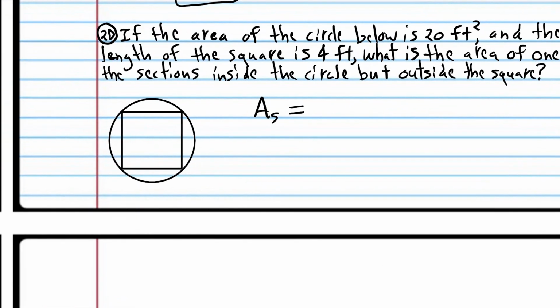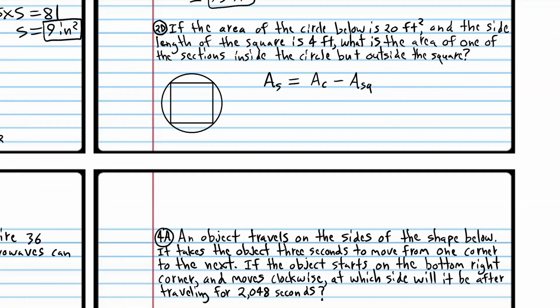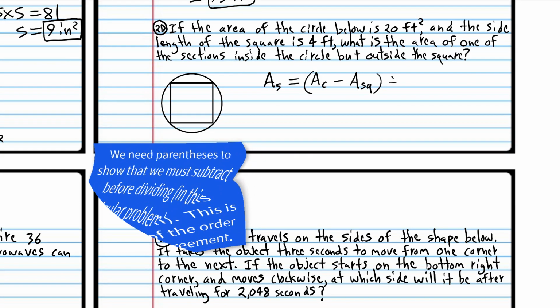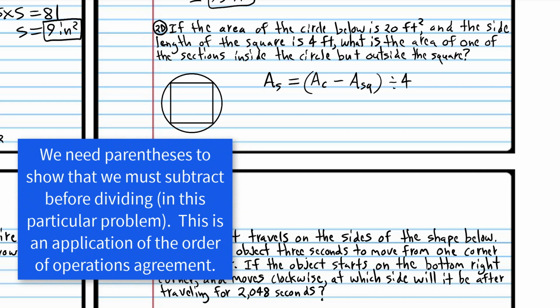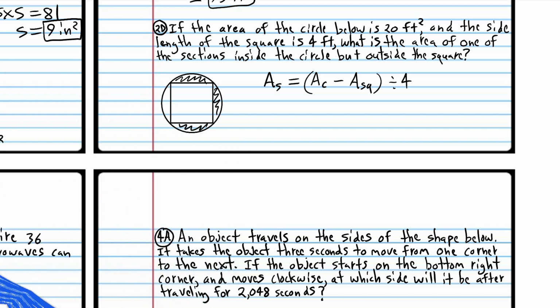Area of the shaded region equals area of the circle minus the area of the square, and then we have to take all that and divide it by 4, because this part here gives us the area of these potato wedge things. It gives us all of them, but we don't want all of them. We just want one of them, so we have to divide by 4.